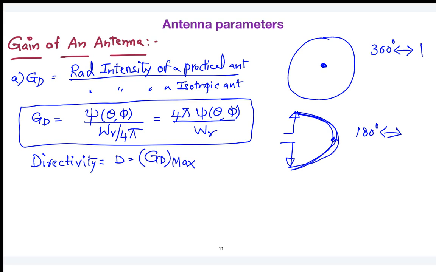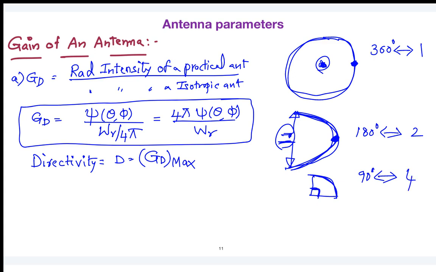Two, correct. If you give the same power, whatever value you get here, let us say 1 watt, if you feed the same power to this particular antenna you will get 2 watts. Because here the power is distributed over the complete surface, and there it is distributed only over half cycle. So if you get 1 watt in this case, for the same input power you will get 2 watts here. Suppose I had only 90 degrees, what will be my gain? My gain will be 4 times.